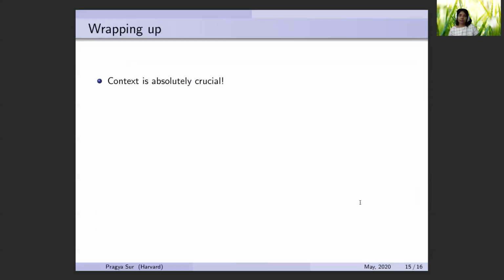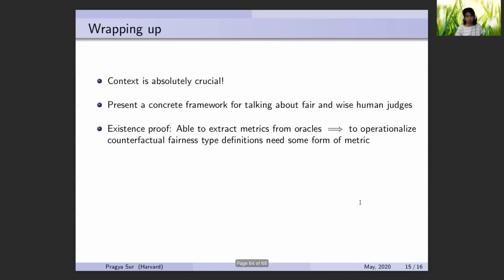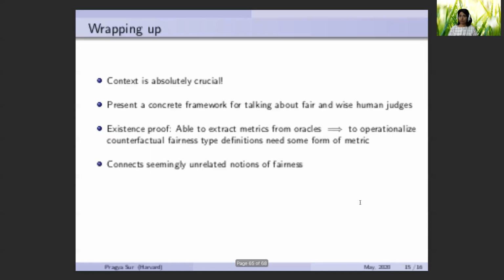Okay, so wrapping up, as we argued, context is absolutely crucial when we're talking about fairness. In this work, we present a concrete framework for how to talk about fair and wise human judges. But the main contribution is really an existence proof. So we show that we're able to extract metrics from such oracles or fair and wise human judges. And that means that to operationalize counterfactual fairness type definitions or all other definitions which fall in our framework, one needs, or this oracle needs, an understanding of some form of metric, even if it's a coarse one.